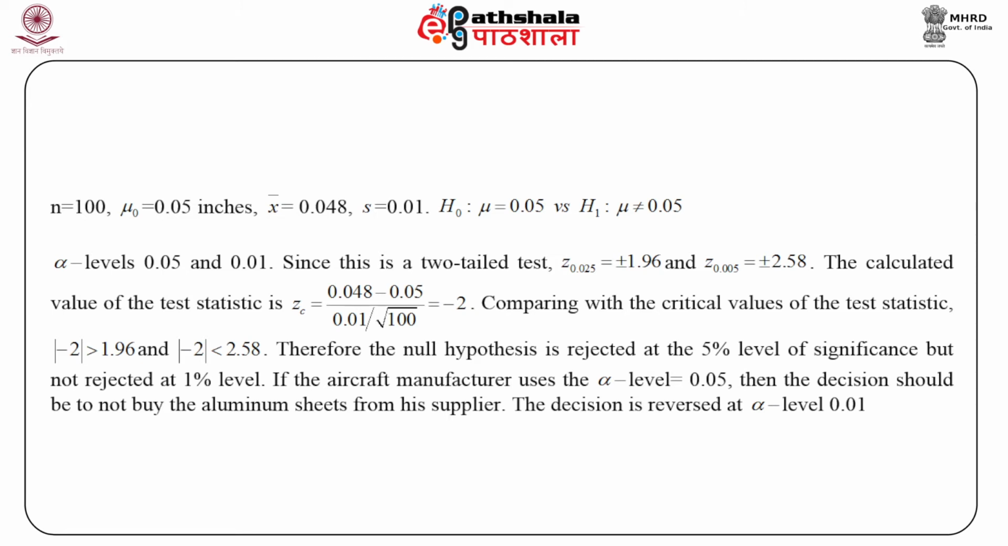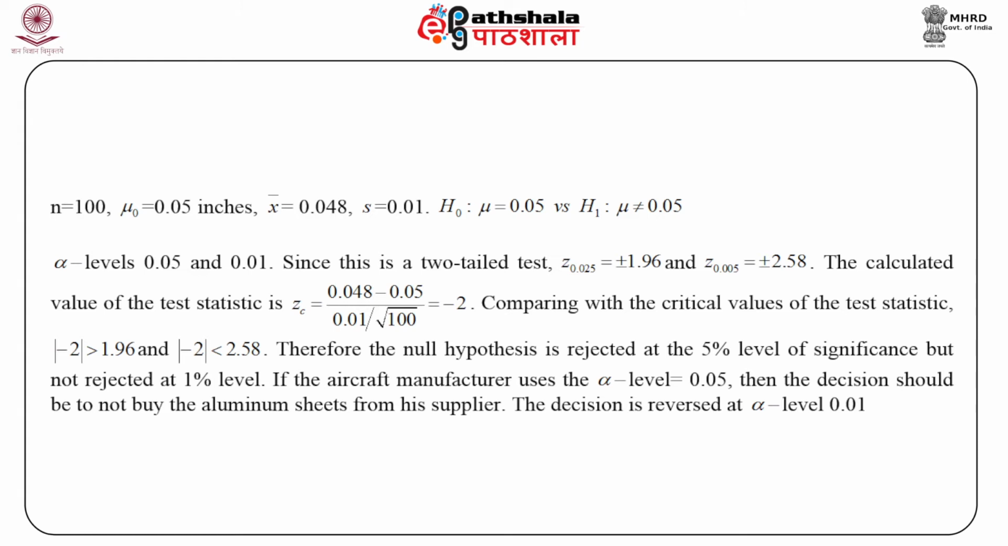The calculated value of the test statistic is ZC equal to (0.048 minus 0.05) divided by 0.01 upon under root of 100. On calculation, it comes out to be minus 2. Comparing with the critical values, modulus 2 is greater than 1.96 and modulus 2 is less than 2.58. Therefore, the null hypothesis is rejected at 5% level of significance but not rejected at 1% level.